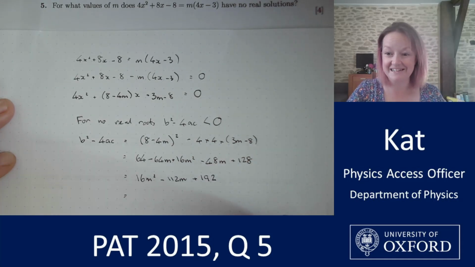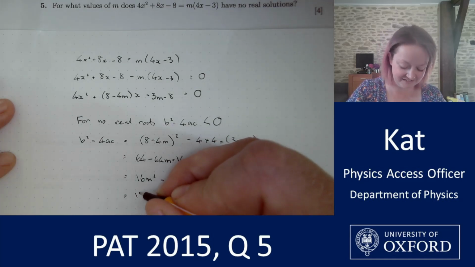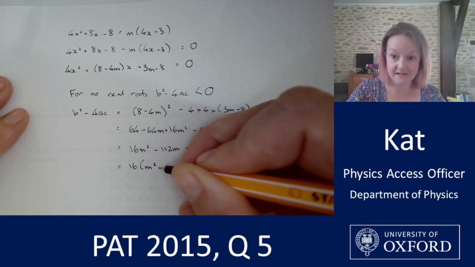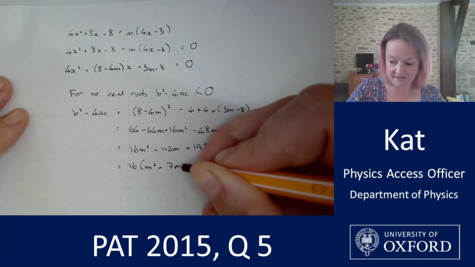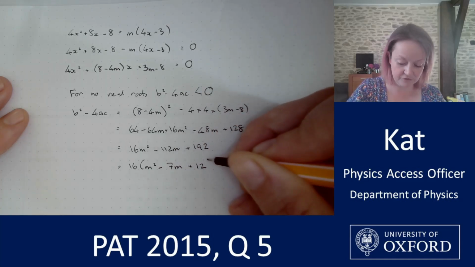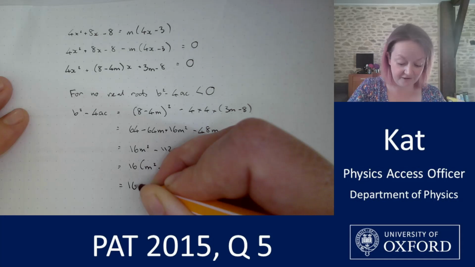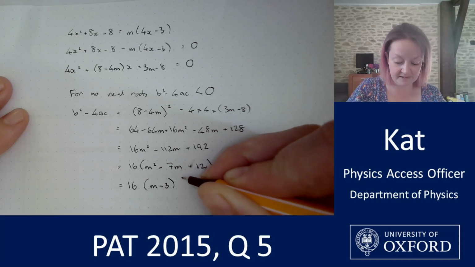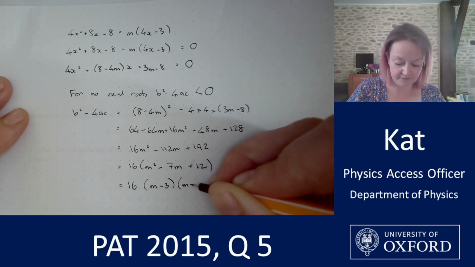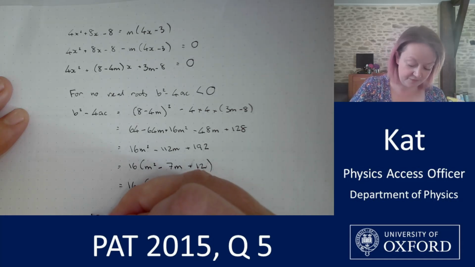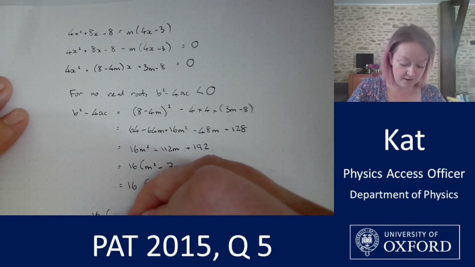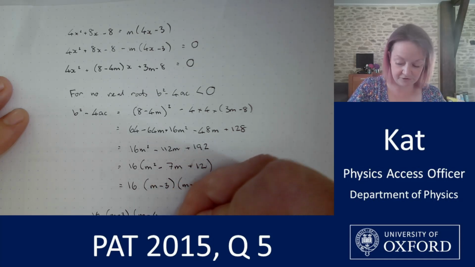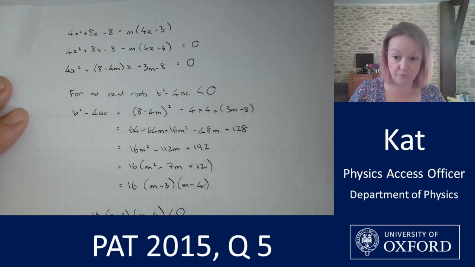Might not be immediately apparent to you, but they all have 16 as a common factor. So I can take 16 out and land with 16m squared minus 7m plus 12. You can then use a factorising method of your choice to arrive at 16, m minus 3, m minus 4, and that is the term that I know has to be less than 0 in order for my equation to have no real roots.